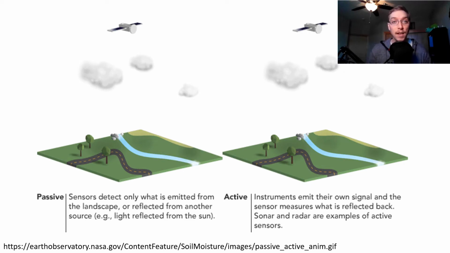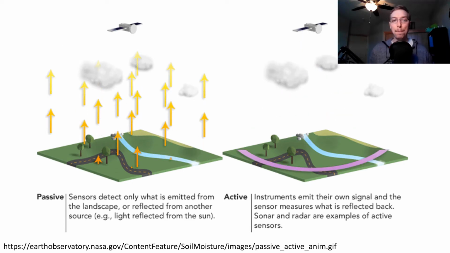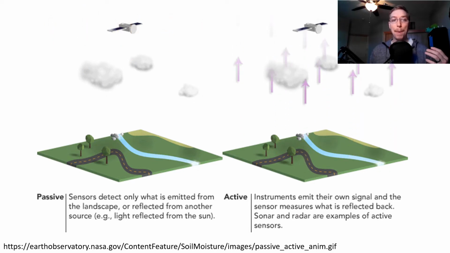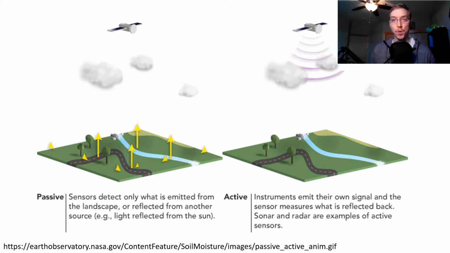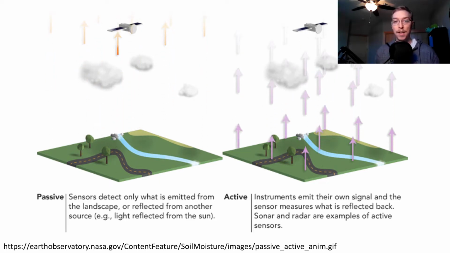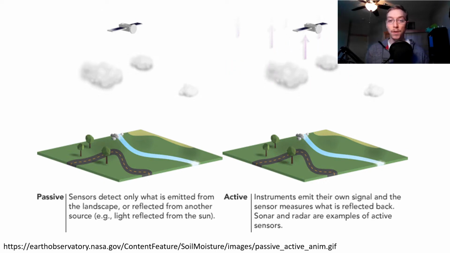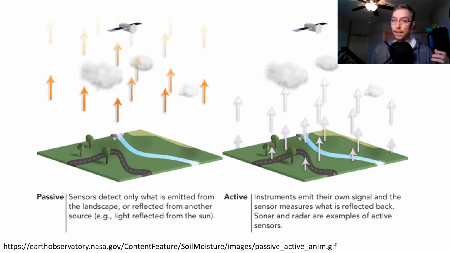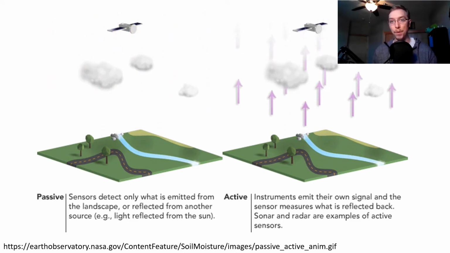Here we can see an example of what a passive sensor on the left or an active sensor on the right does. A passive sensor is just detecting what's emitted from the landscape or reflected from another source, like the light of the sun, for example. An active sensor emits its own signal, and then the sensor measures what's reflected back. Sonar, radar, and LiDAR are quintessential examples of an active sensor.